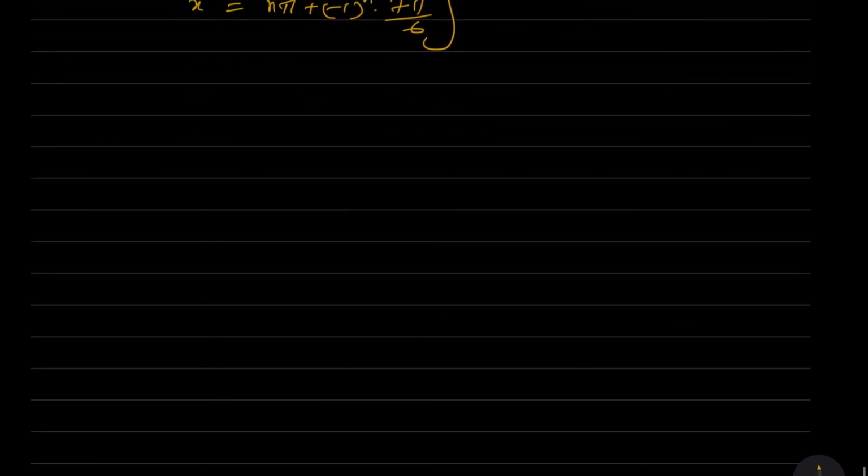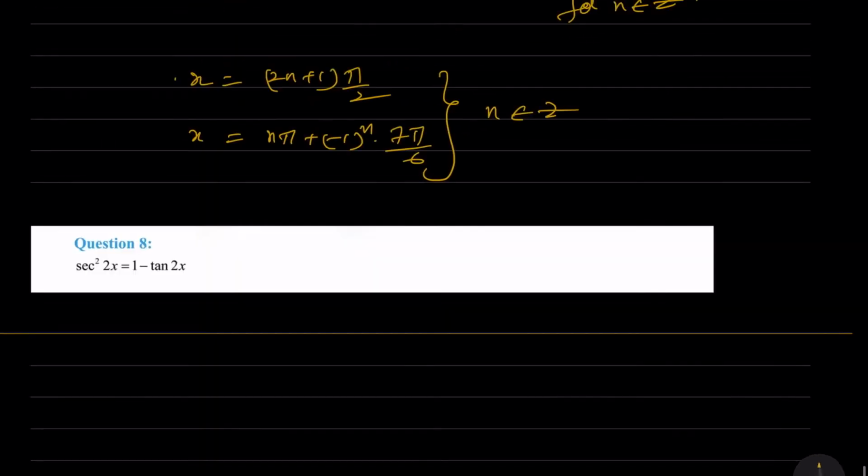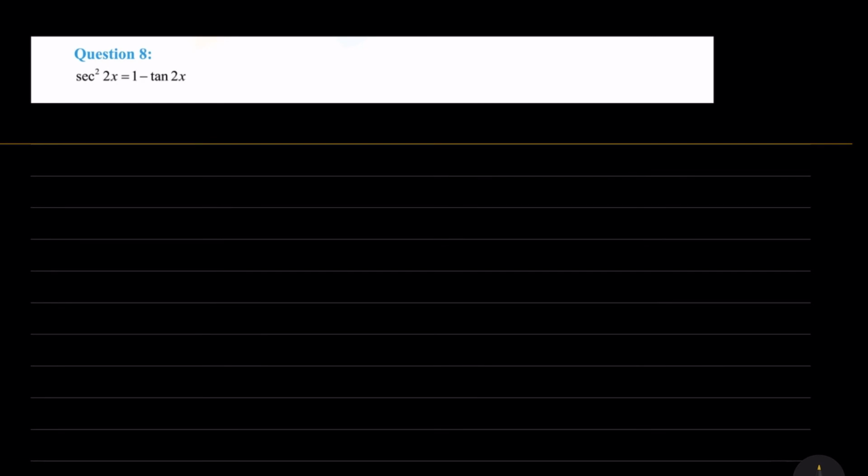Next, we'll go into the next problem. What's the next problem? We'll see. Here you are given sec square 2x is equal to 1 minus tan 2x, the 8th problem given to us. So now here you have that sec square 2x is equal to 1 minus tan 2x.